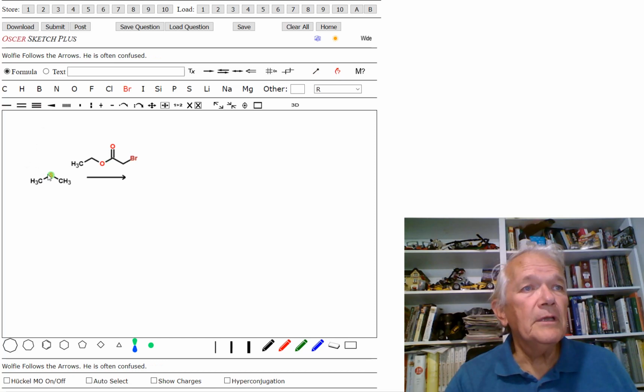The sulfur will just come around. Oh, that didn't work. Sorry. Let me get my arrow. The sulfur will just come around and displace the bromide.